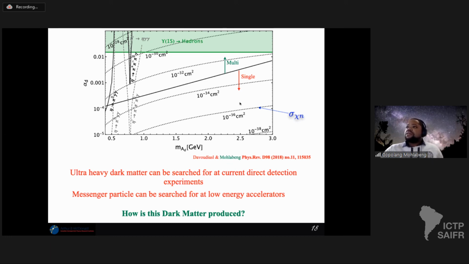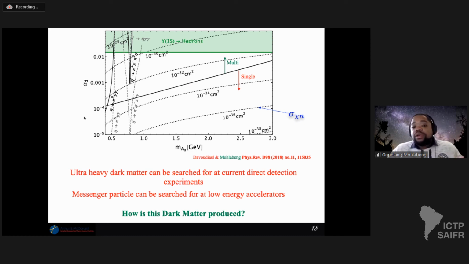And so this tells us a few things. Because of the independence of the mass of the dark matter here, in principle there's some complementarity between the direct detection searches for ultra heavy dark matter and also the low energy searches for the mediator. So if we search for ultra heavy dark matter and see this multi-scattering signal, this model actually tells us to go and look in this parameter space for this baryonic gauge vector particle.